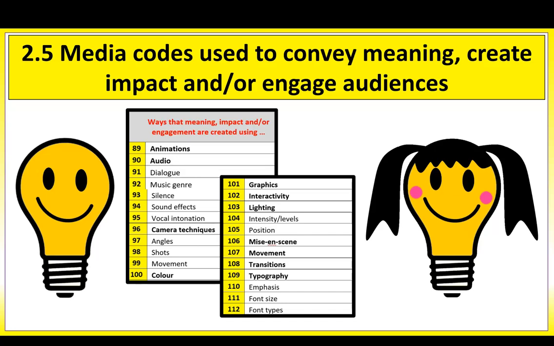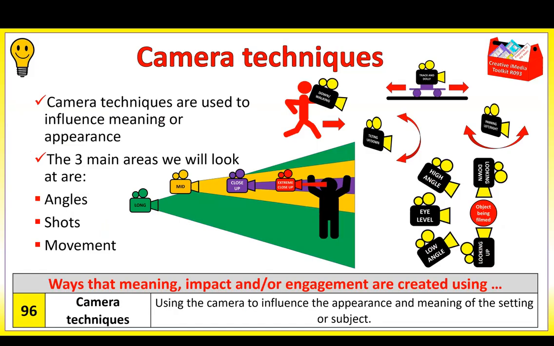So this is one of those areas where it's really important. If you're revising the knowledge organiser, you need to remember there's 3 types of camera techniques: angles, shots and movement. And we're going to explore the sub-topics or sub-areas within angles, shots and movements. So repetition, repetition, repetition. The 3 main areas we will look at are angles, shots and movement.